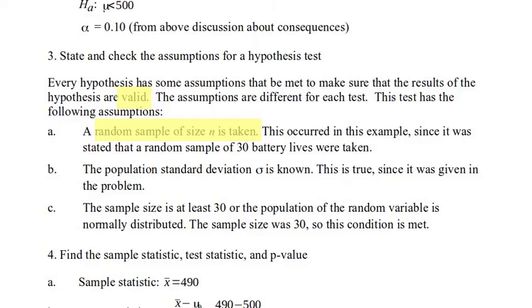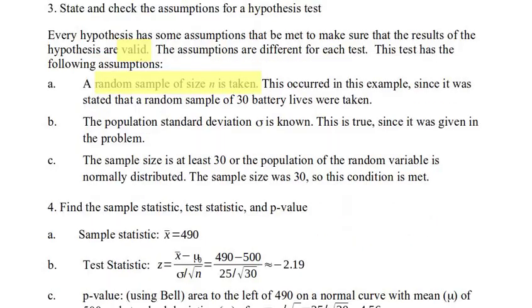And then this third requirement, the sample size is at least 30, or the population of the random variable is already normally distributed. And because the sample size was 30, that condition is met. In other words, we're considering probabilities coming from bell curves, from normal distributions. So we really do need to ensure that that last condition is met.